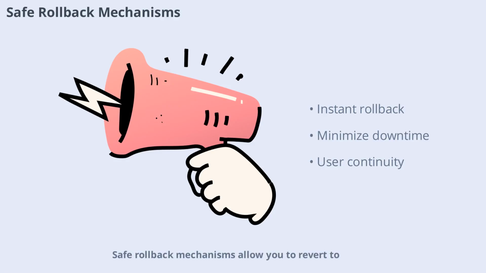Safe rollback mechanisms allow you to revert to previous model or prompt versions if live metrics degrade. Blue-green deployments and version tagging make it easy to switch back instantly, minimizing downtime and user disruption.